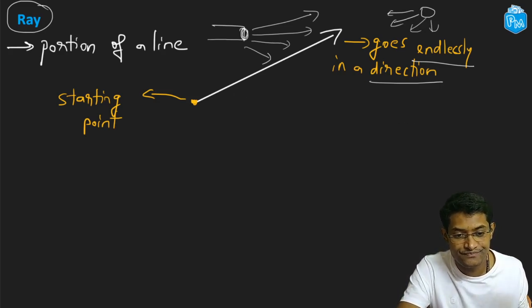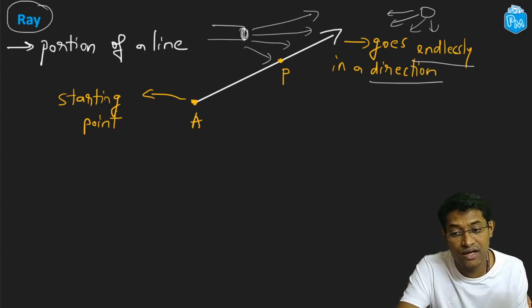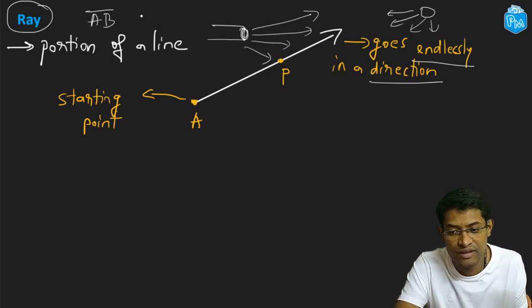All right, now let's mark 2 points on this ray. I mark the starting point as point A, and this point over here which is on this ray, I mark it as point B. All right, now how do we name this ray? We have seen how to name a point. We have seen how to name a line segment. For example, this is a line segment AB. We have seen that to name a line AB we use this notation.